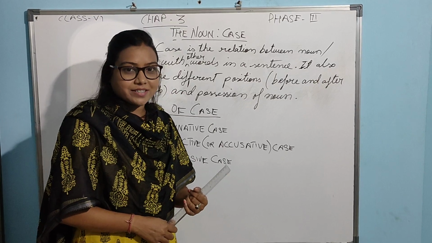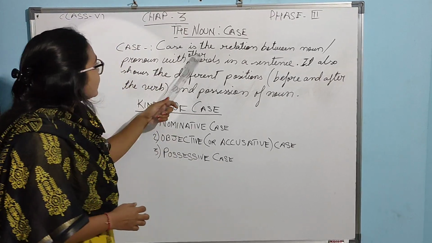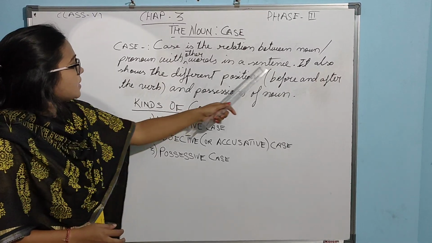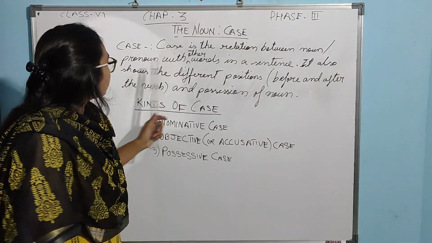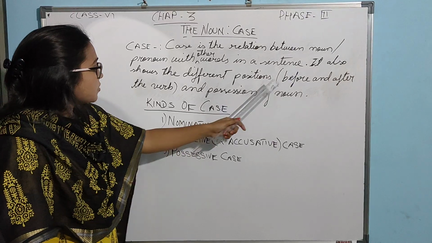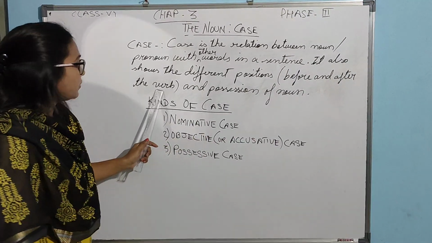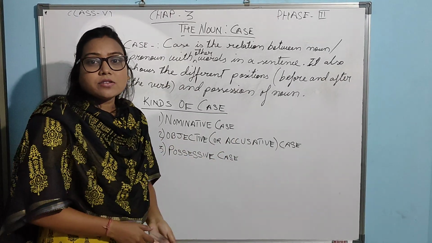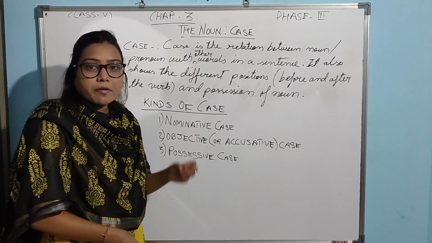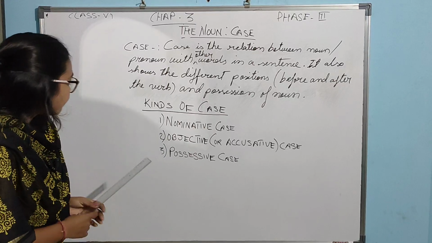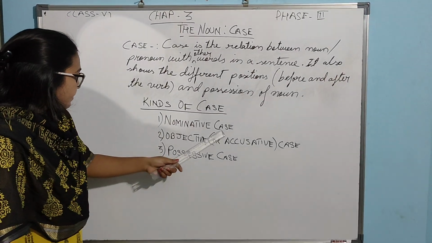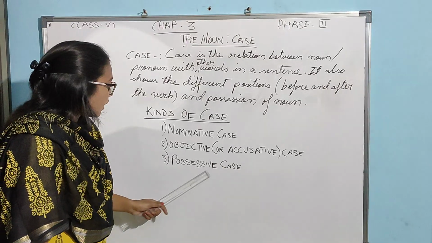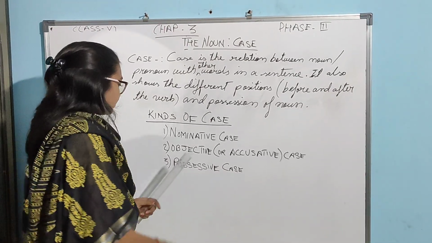So who tells us the relation or the different positions? Yes, you have guessed it right. Case is the relation between noun or pronoun with other words in a sentence. It also shows the different positions before and after the verb and possession of noun. There are many kinds of case, but here we'll talk about mainly three kinds. That is, first the nominative case, second the objective or accusative case, and third the possessive case.